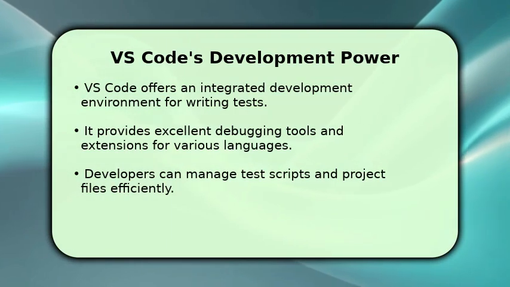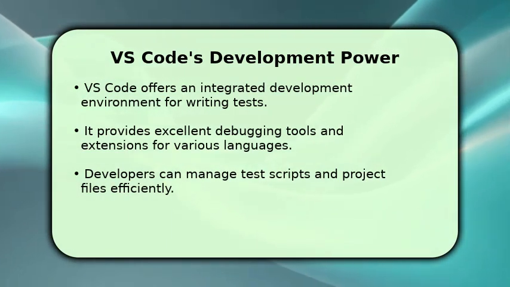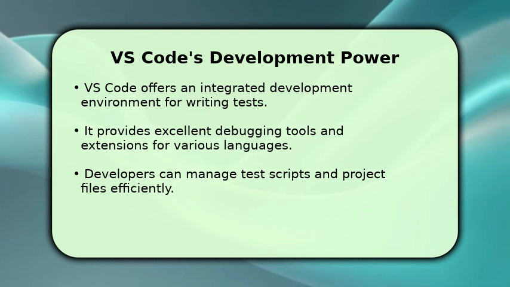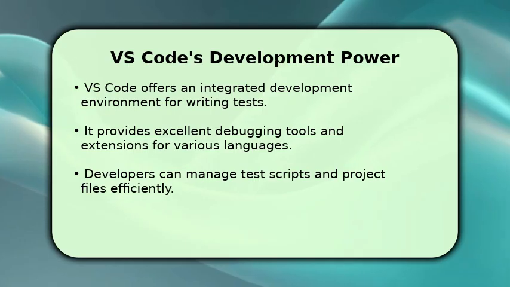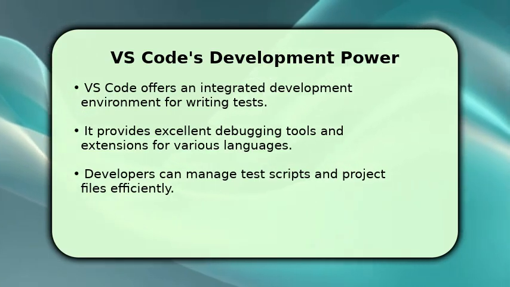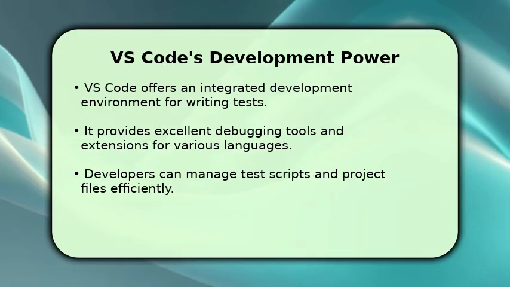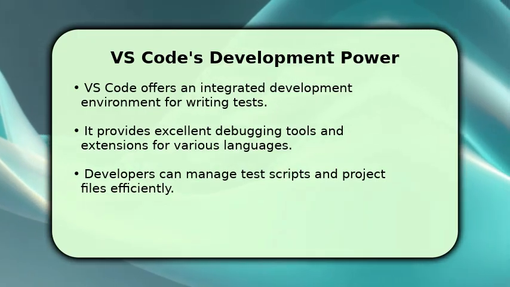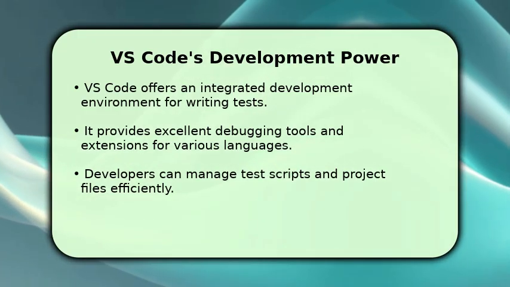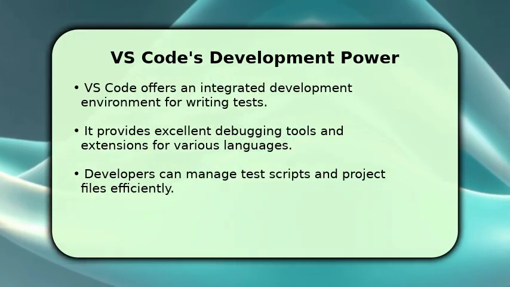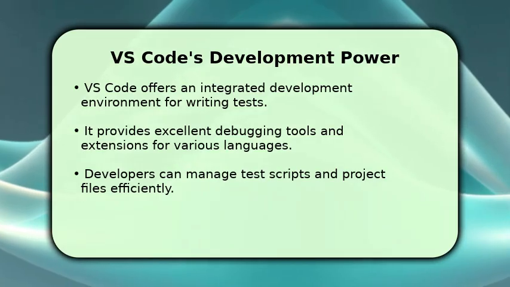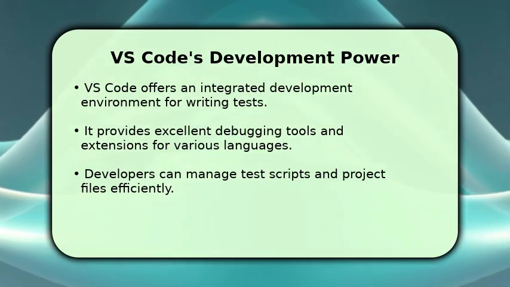Visual Studio Code, or VS Code, is a lightweight yet powerful source code editor. It provides an exceptional environment for writing, editing, and debugging your test automation scripts, regardless of the language. With thousands of extensions available, you can customize it for virtually any programming task, enhancing productivity. Its integrated terminal and Git support streamline the entire development workflow for testers.